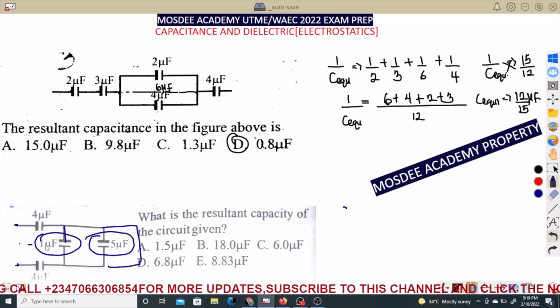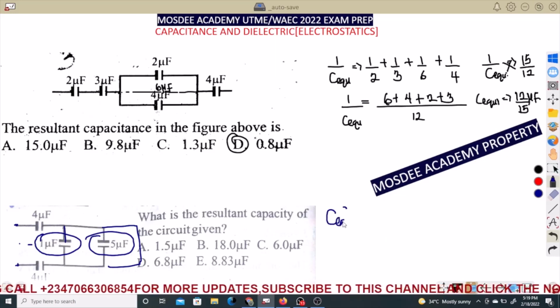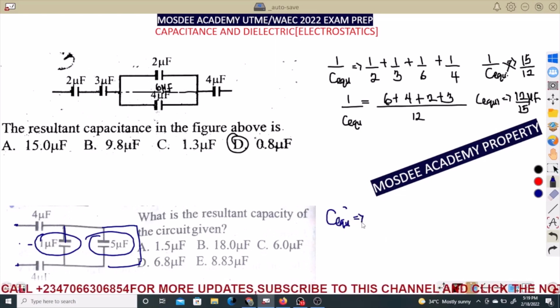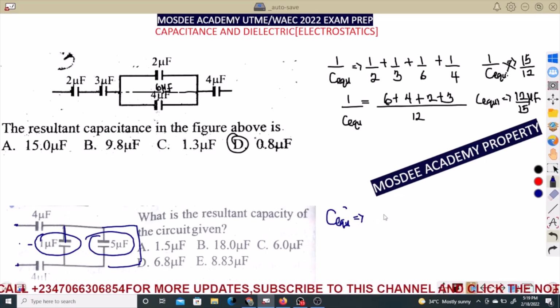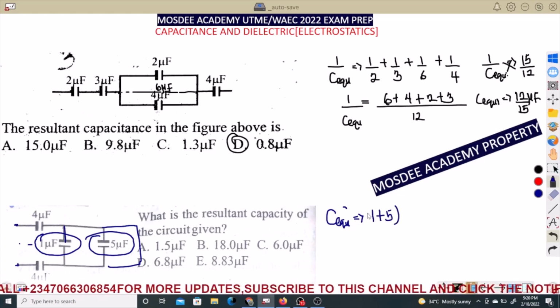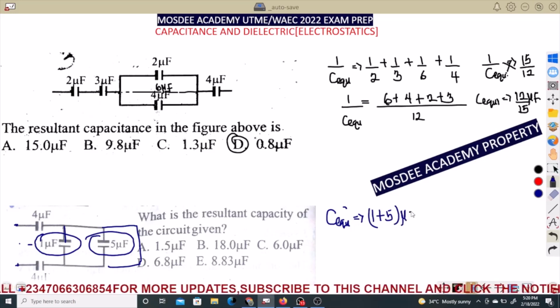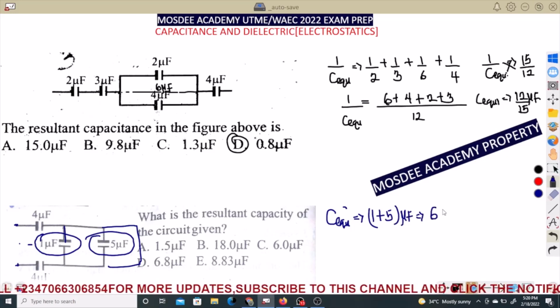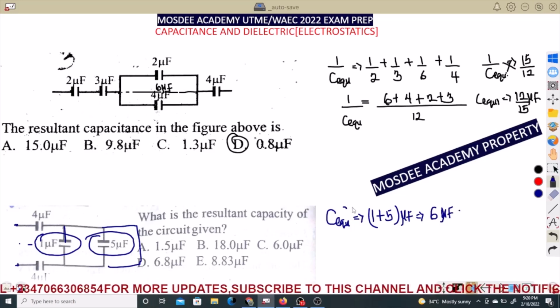So for these two parallel capacitors, the equivalent of the parallel circuit given is 1 plus 5. And 1 plus 5 in microfarad is 6 microfarad. Now, I can redraw it so that you can see the way it is now.